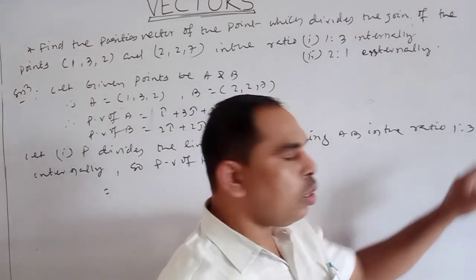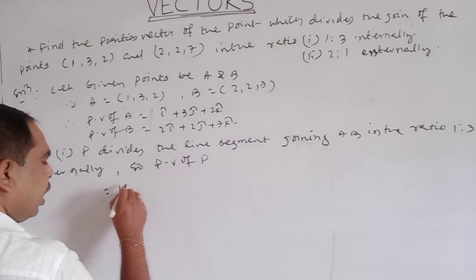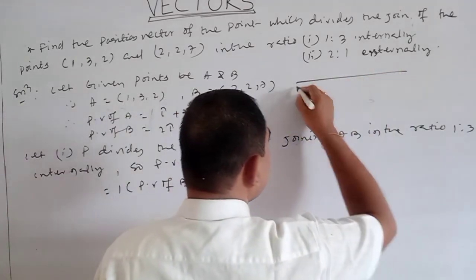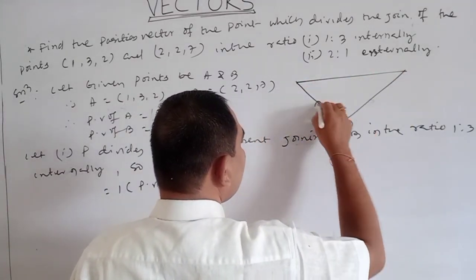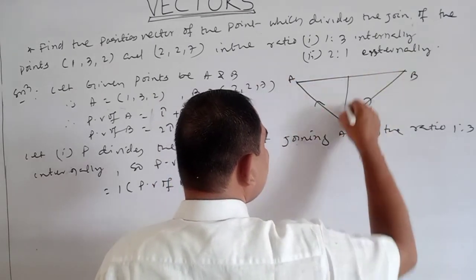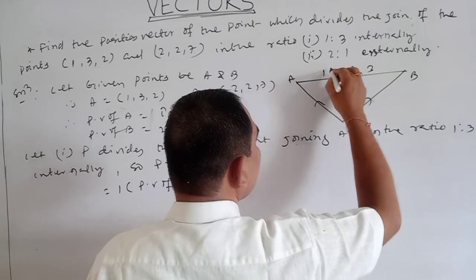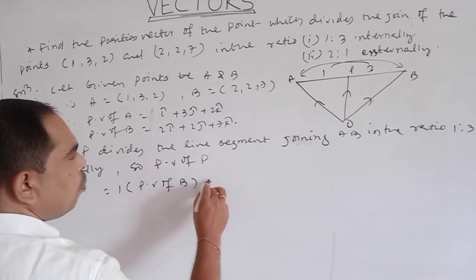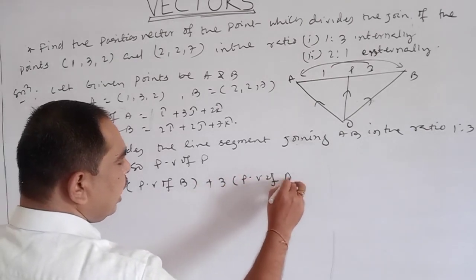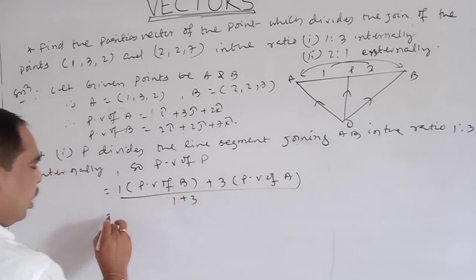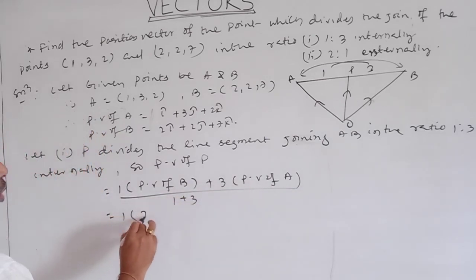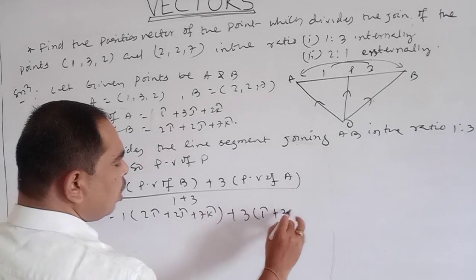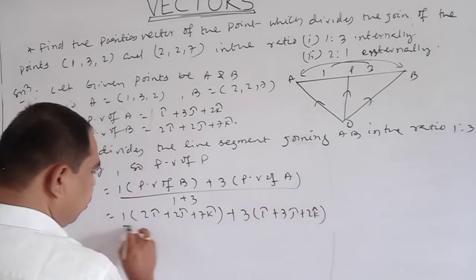m means 1, n is 3. 1 into PV of B. This is O, this is A, this is B, this is P. So 1:3, so 1 is toward B and 3 is toward A. Okay, 1 into PV of B plus 3 into PV of A divided by 1 plus 3. So it is equal to 1 into PV of B, means 2i plus 2j plus 7k, plus 3 into i plus 3j plus 2k, divided by 4.